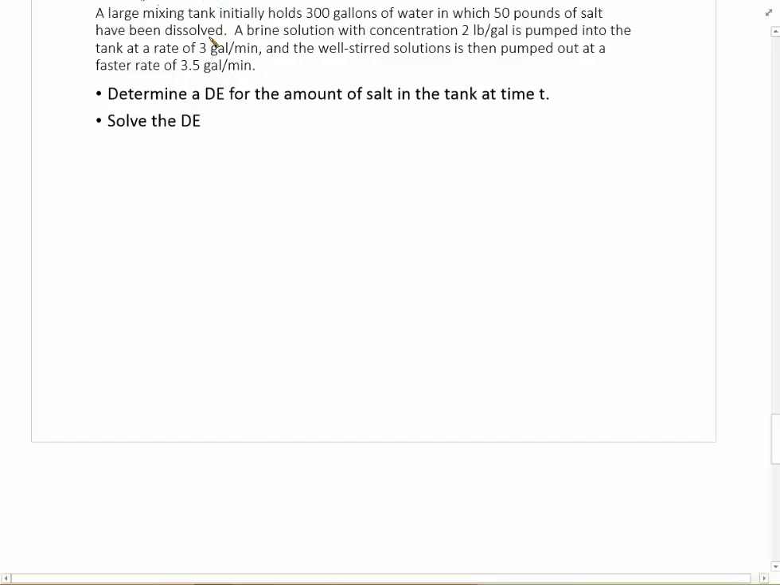Let me introduce some variables here. I will let A be a function of t, and we'll let A be the amount of salt again, amount of salt at time t. The amount of salt is going to be in pounds, and time t is going to be in minutes.